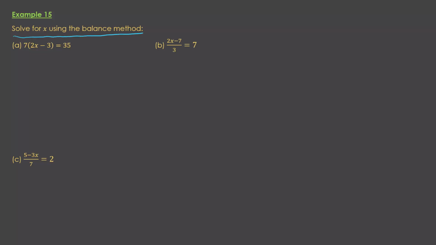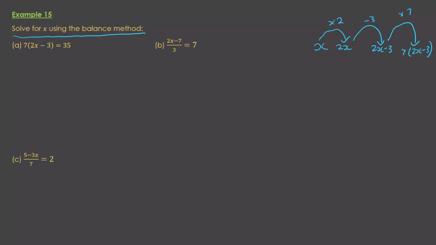Solve for x using the balanced method. Now let's just think about building that expression to start with. So x would first be multiplied by 2 to get 2x. Then we would subtract 3 to get 2x take away 3. And then multiply by 7 to get 7 lots of 2x take 3.